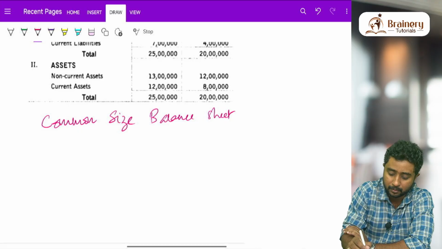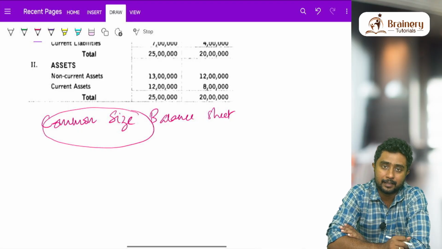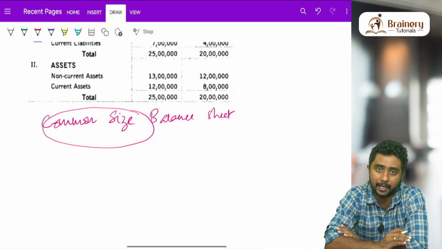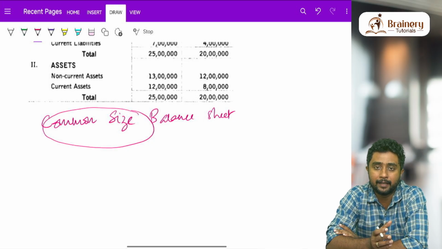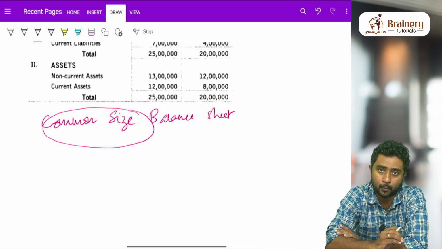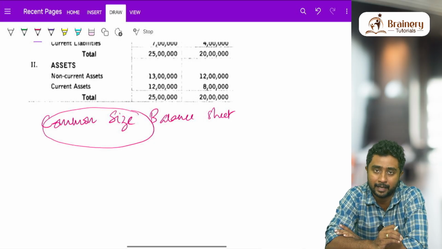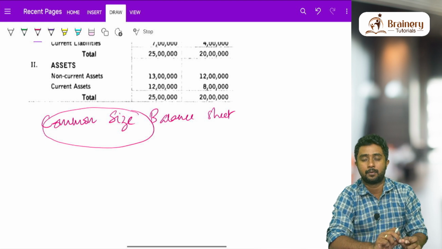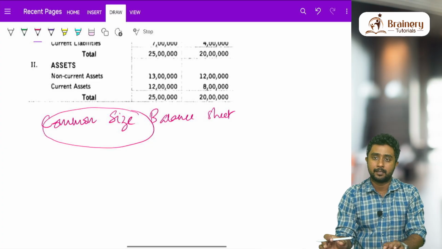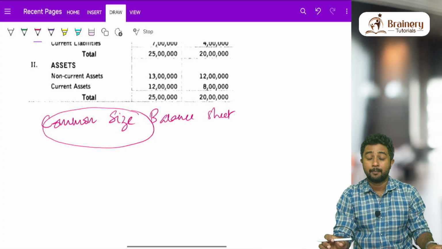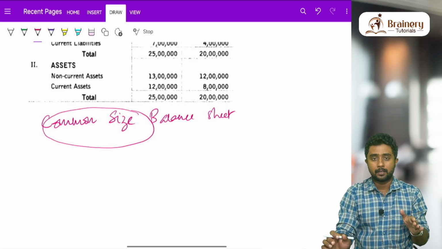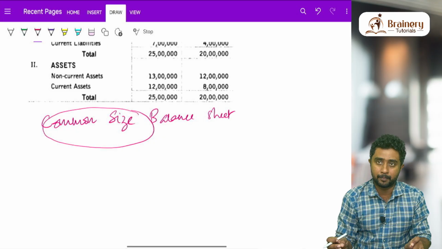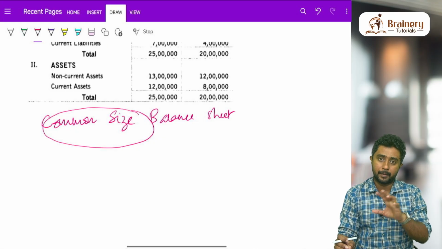So first of all, what are common size statements? Unlike comparative statements, we are not going to compare two years' values simultaneously and find out how much change has taken place in these two years' values. That is not what we are going to do in the common size balance sheet or common size statement of profit or loss. Here also we can prepare a common size balance sheet or a common size statement of profit or loss, but we are preparing it not by comparing the values of two simultaneous accounting periods. We are not comparing those two values.